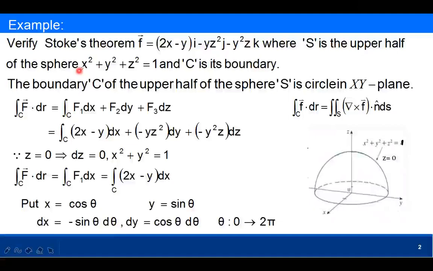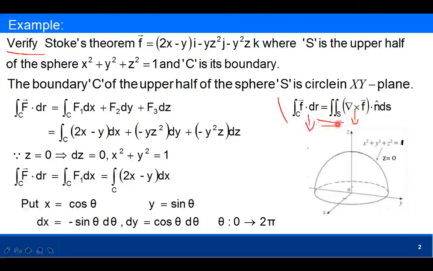So first of all, what is the statement of Stokes theorem? Integral F bar dot dr over the curve C equals double integral of curl F dot n dS over the surface S. In these verification problems, you have to calculate this line integral and the surface integral. If these two values are equal, then the theorem is verified.